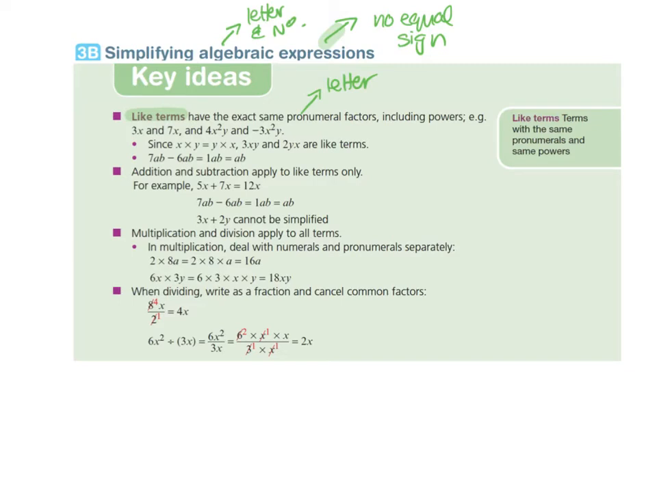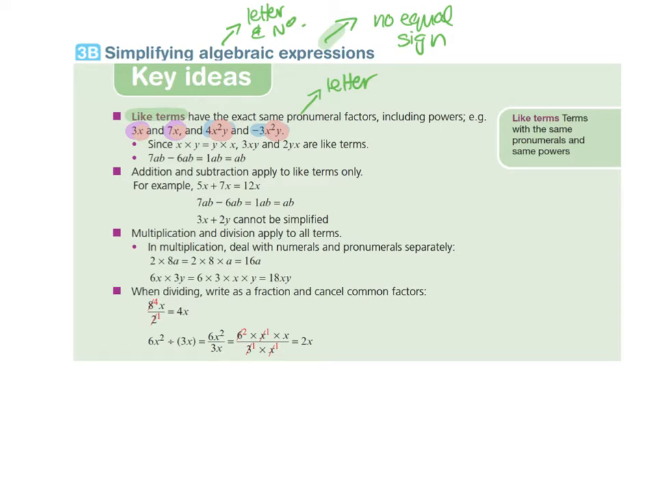So for example here, 3x is similar to 7x because they both have that x. They both have the same letter. Now the next terms here, these two terms are similar, and it's because the letters look the same. So this x squared y is the same in both. So they're like terms if the letters look exactly the same, okay?